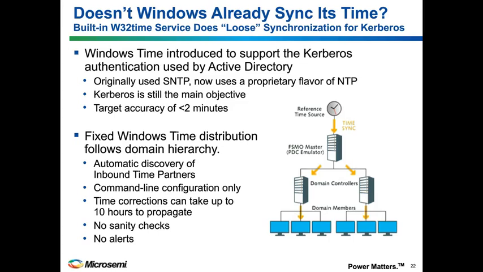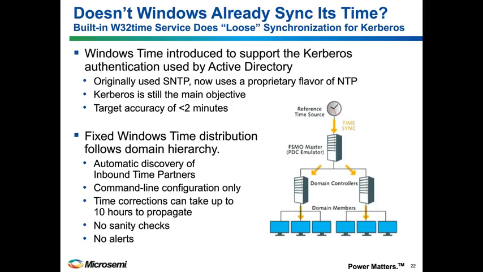As Paul mentioned before, it uses a top-down hierarchy for distributing time, and you'll see that in the graphic displayed there. You get your time from an outside reference time source, and then the PDC or PDC emulator will distribute that time to any other domain controllers on the network. And then domain members running Windows Time will automatically discover their nearest domain controller and synchronize with it. They call that their inbound time partner. That hierarchy is built in and is very difficult to change. So that's how Windows distributes time currently.